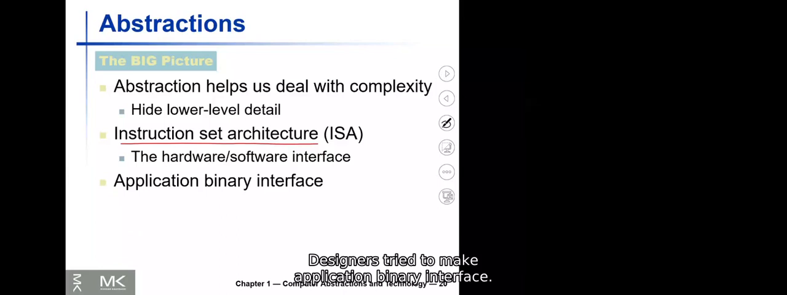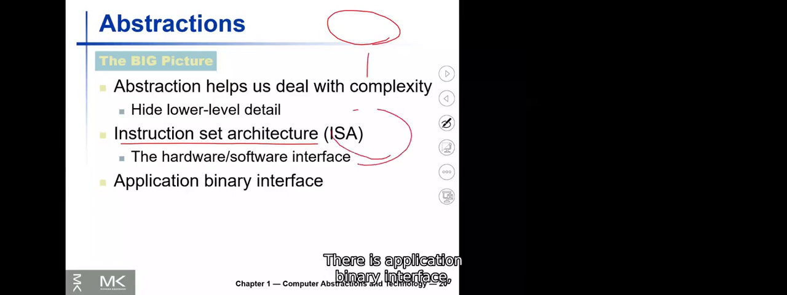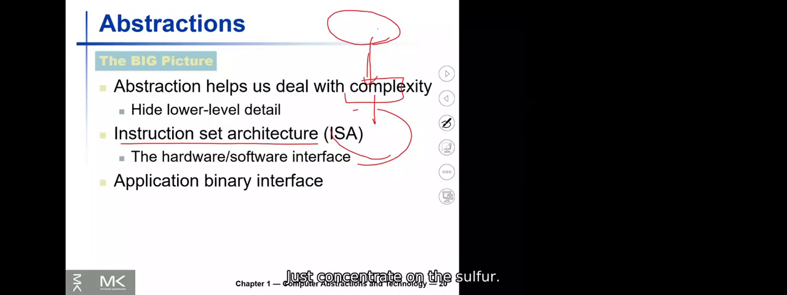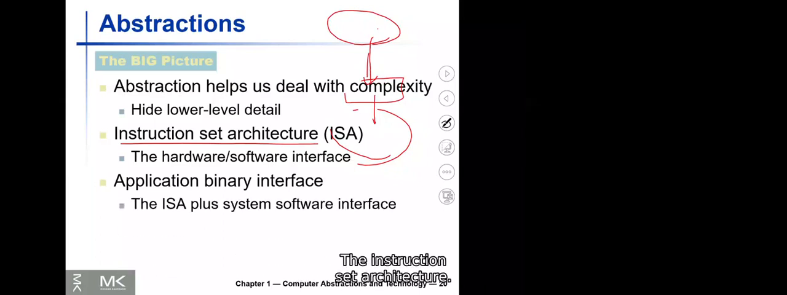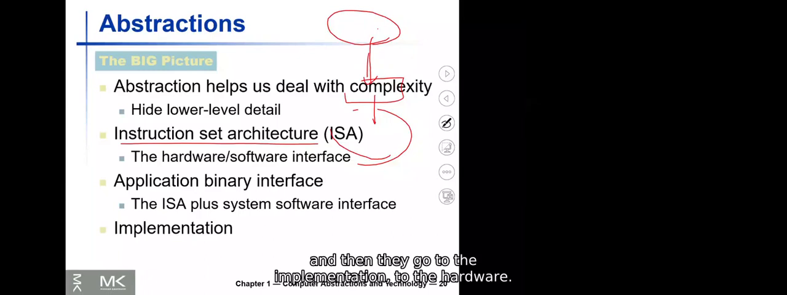The designers tried to make application binary interfaces so that if you wrote a program, you don't need to change it for another hardware. So we have the application and we have the hardware. There is an application binary interface which takes your application, which has a compiler and some kind of APIs, and then gives it to the hardware. Again, it helps you not to think about the hardware, just to concentrate on the software. The instruction set architecture is known in the application binary interface, and then they go to the implementation in the hardware. So implementation is hardware. Application is high-level software. Between them are the instruction set and the application binary interface.